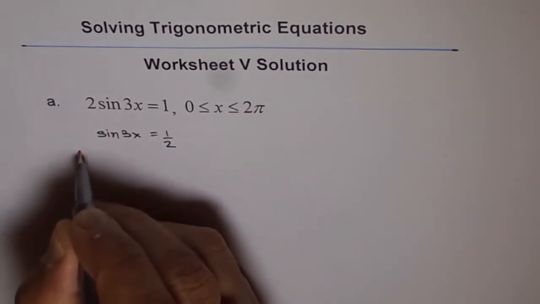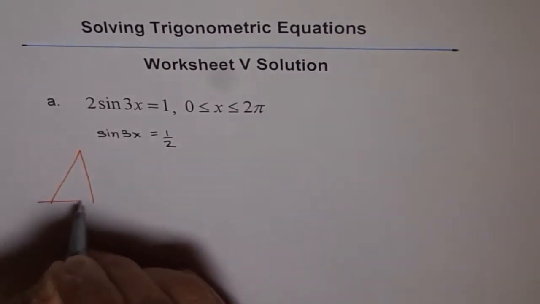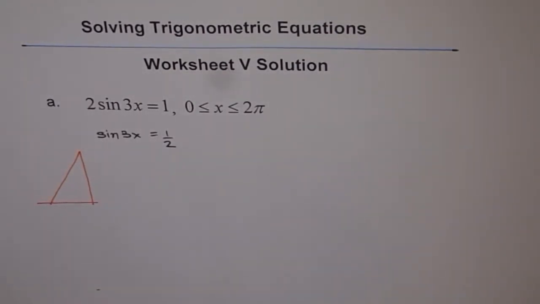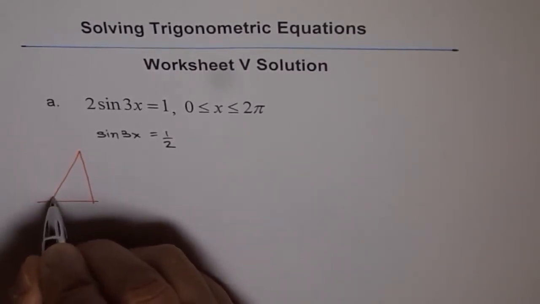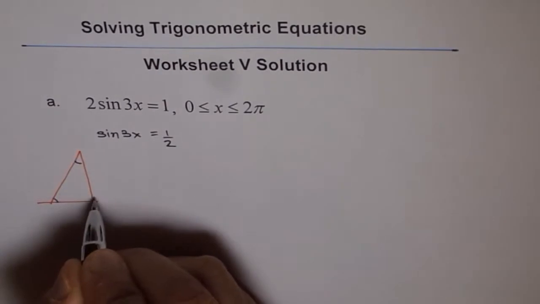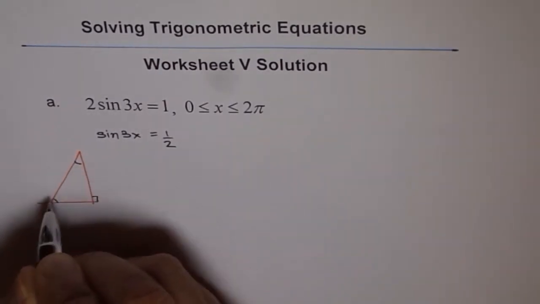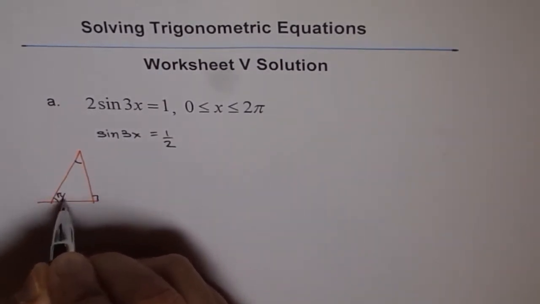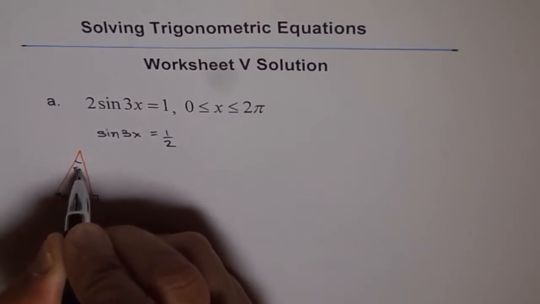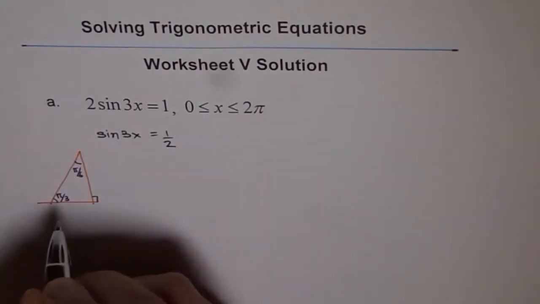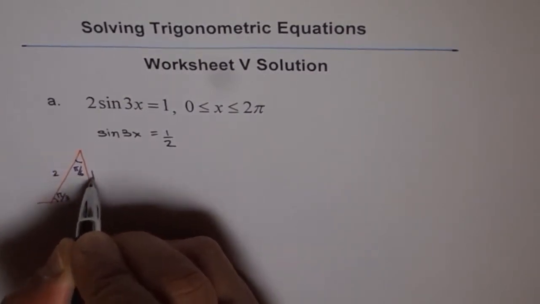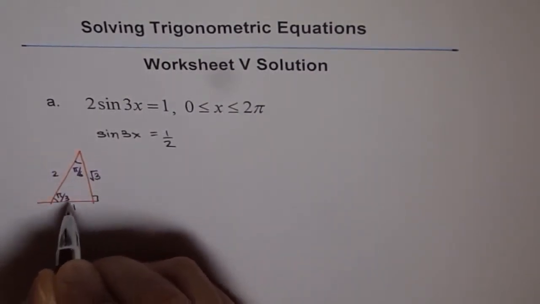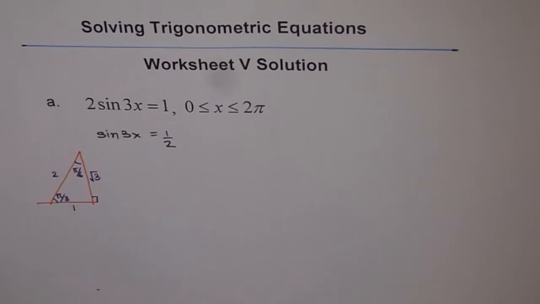So if you have a special triangle like this, which is 30, 60, 90, right? Since it is in radians, we'll write this as pi by 3, pi by 6, and so this is 1, this is 2, and this is square root 3. That gives us half, right? That's one thing which we look into.